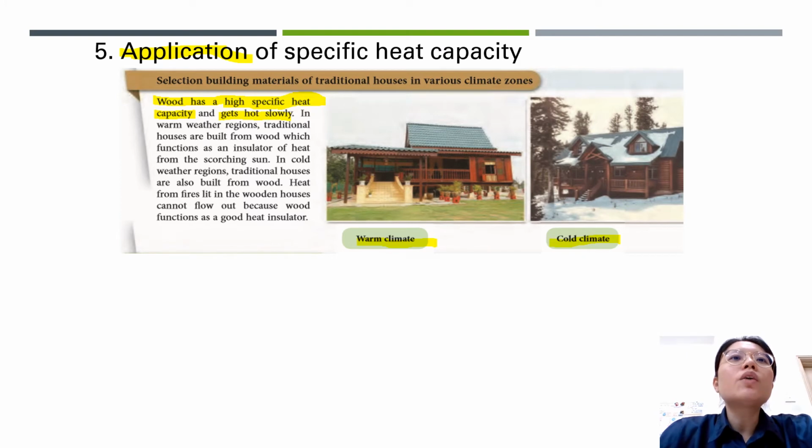Therefore, in warm weather, traditional houses are built from wood, which functions as an insulator of heat from the scorching sun. In cold weather, traditional houses are also built from wood. Heat from fires lit in the wooden houses cannot flow out because wood functions as a good heat insulator.